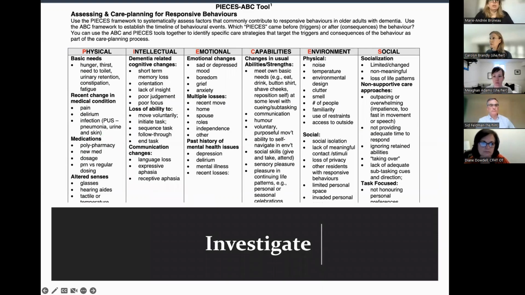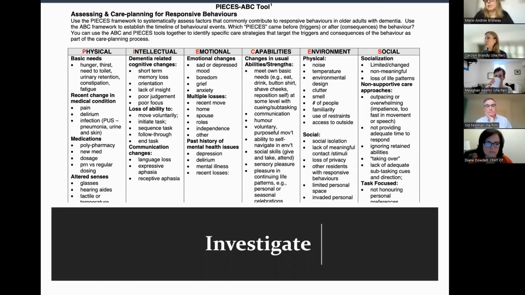I'm sure most of you are aware of PIECES. PIECES is a framework to try to assess factors that can contribute to responsive behaviors. So again, another acronym. It goes over all the possible causes I've been talking about in the previous slides.